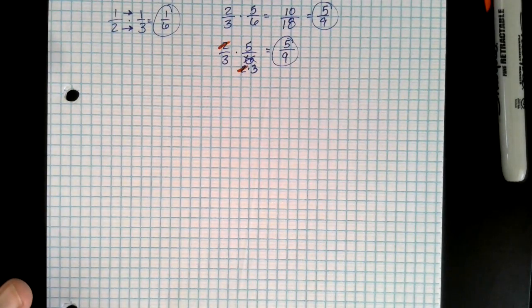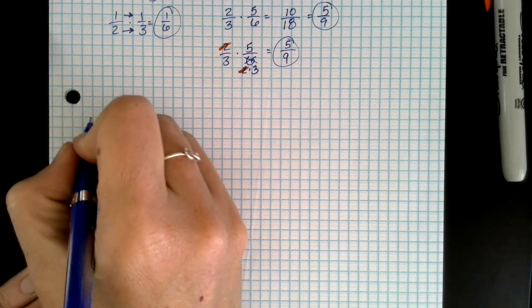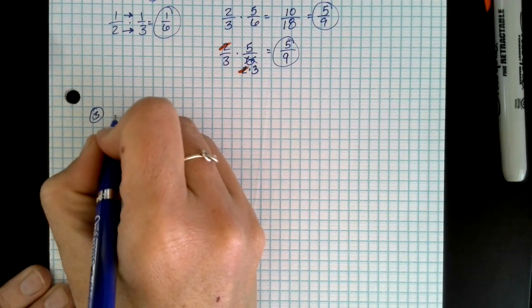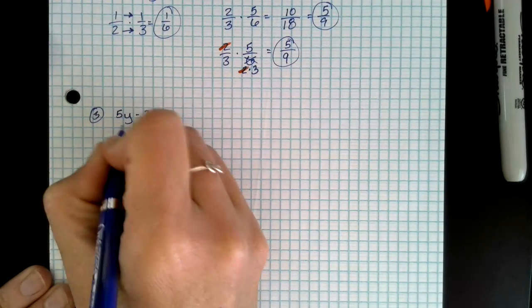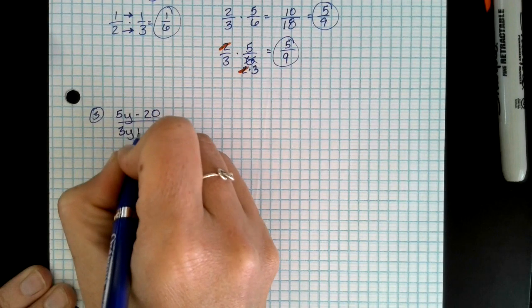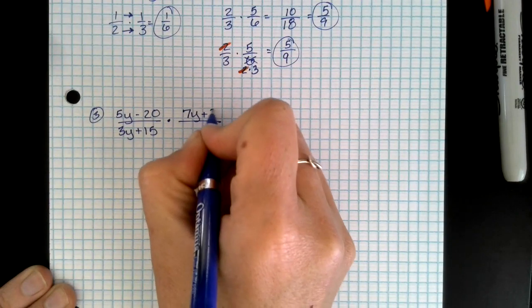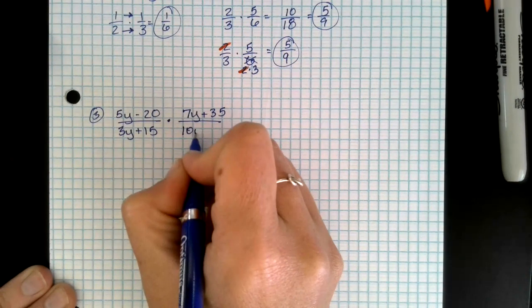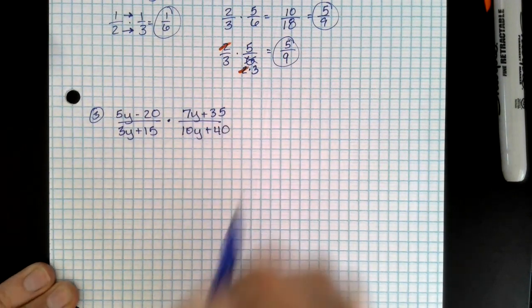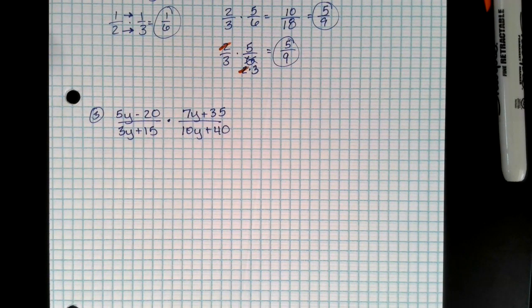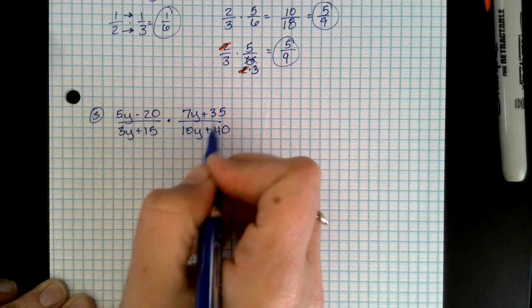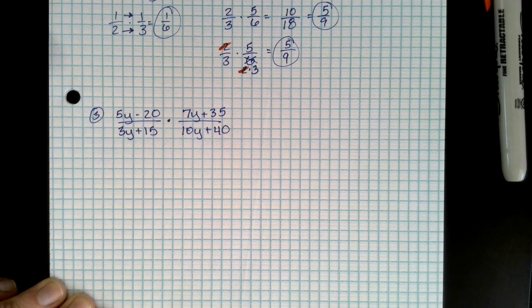So to show you what this looks like with an expression, let's say that we have (5y minus 20) over (3y plus 15) times (7y plus 35) over (10y plus 40). So what I'm going to do is simplify each one of these. That means I'm going to factor. So that's where that factoring comes in again. All of these are not quadratics, so the only way that we can possibly factor is by taking out a GCF.